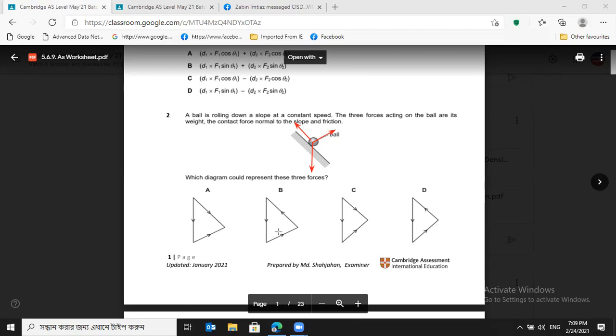Bangladesh or Dhaka? Dhaka, sir. Dhaka is the answer. Yes. Why is it? I'm explaining, because of this angle. If we replace it here, we will see.